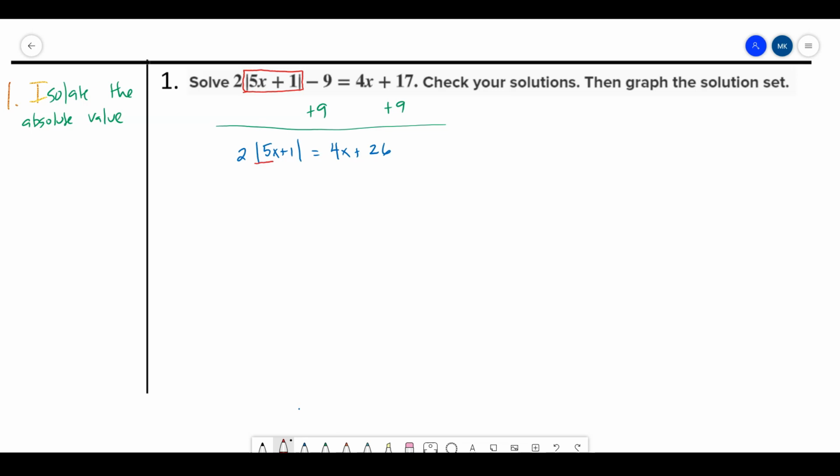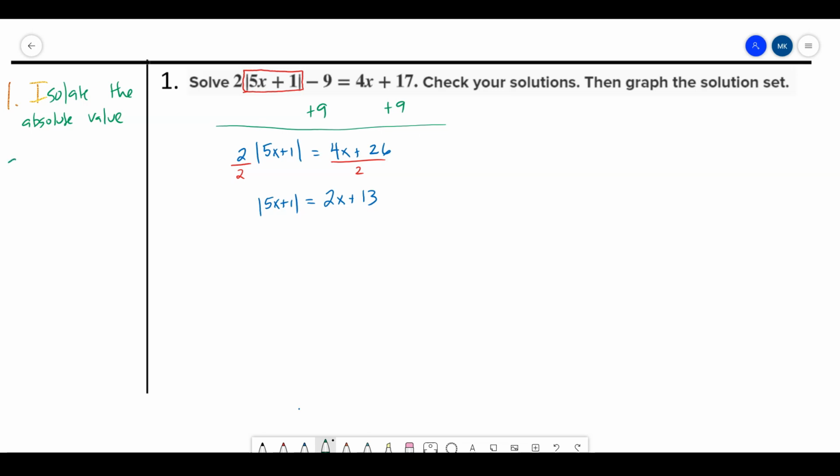So still trying to get that by itself. I'm not going to distribute this 2 in. I'm not going to multiply that 2 in this case. I'm just going to go ahead and divide everything by 2. So I'm going to divide the left-hand side by 2, which will give me 5x plus 1. And then on the right-hand side, I'm going to divide each term by 2. So that's going to give me 2x plus 13. So I did that first job. I'm going to isolate, or get by itself, the absolute value term.